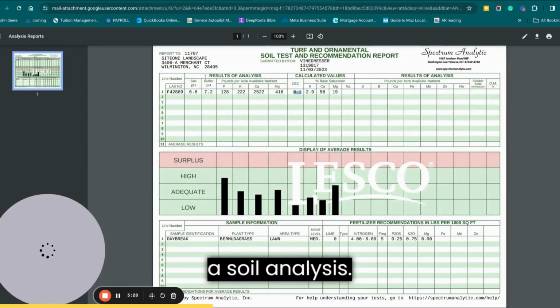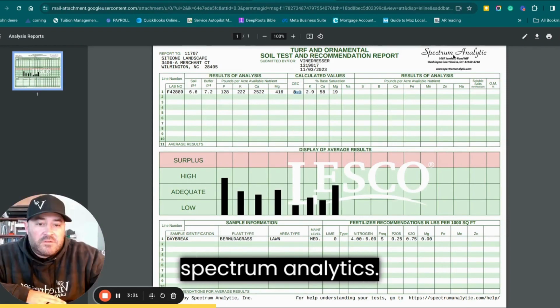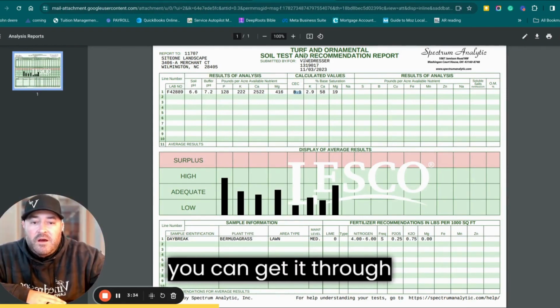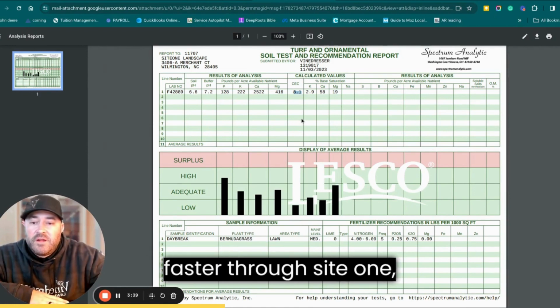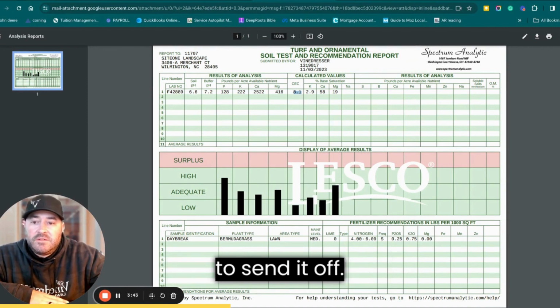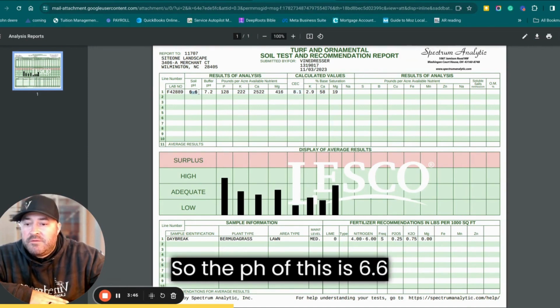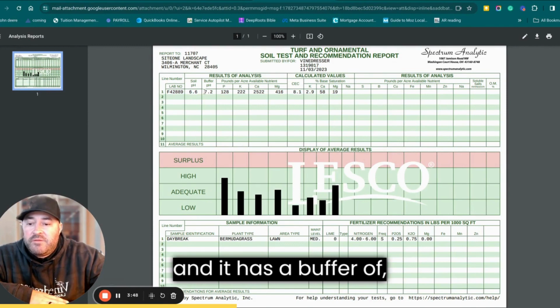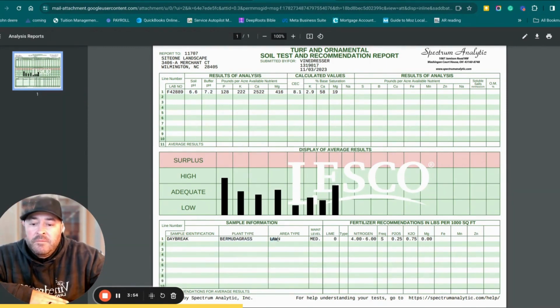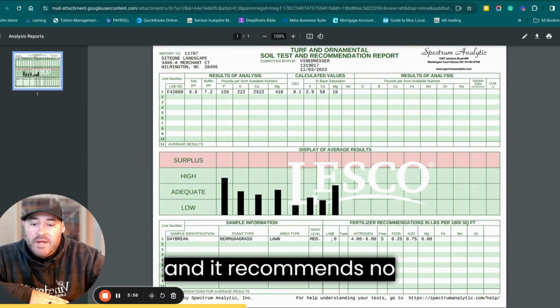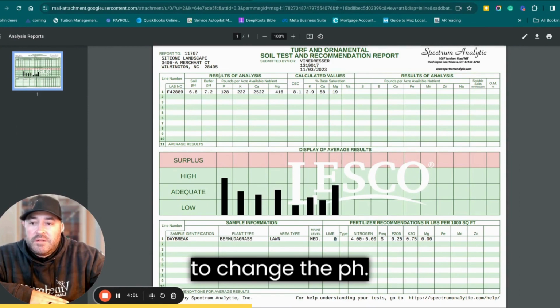And so we're looking at a soil analysis. We get ours from Spectrum Analytic. It's through Site 1. You can get it through the state, NC State. You can send it off to the state. We just find we get it faster through Site 1, but it does cost us $25 to send it off. So the pH of this is 6.6, and it has a buffer of 7.2. This is a Bermuda grass lawn, and it recommends no lime, so it recommends not to change the pH.